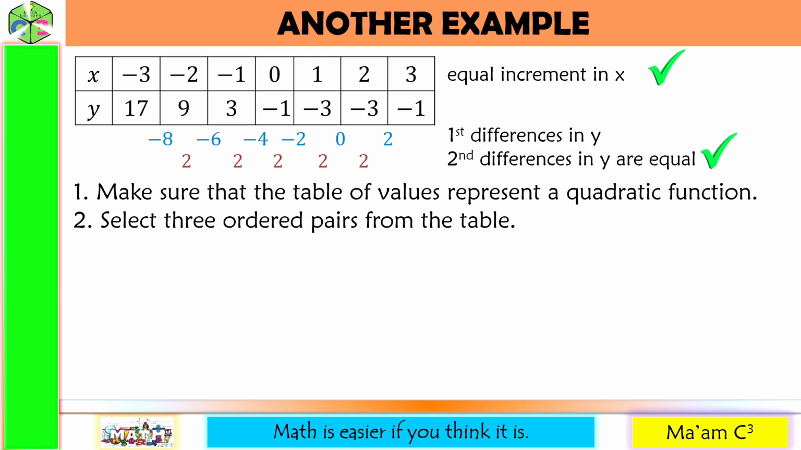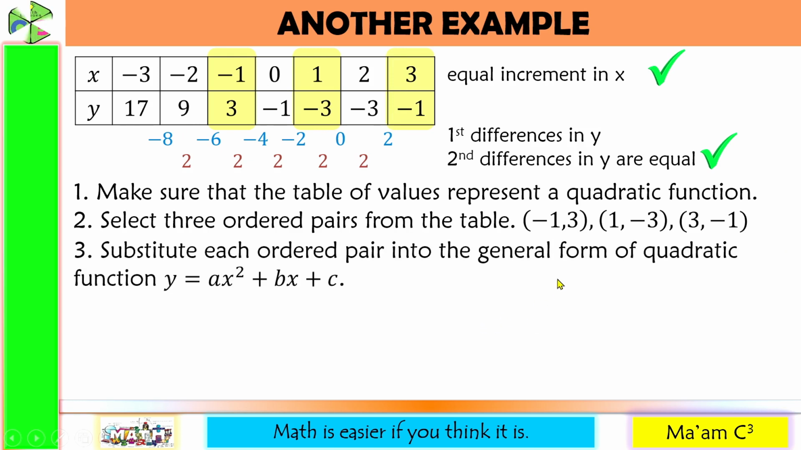Let me choose this one, another one, and this one. So those are negative 1, 3; 1, negative 3; and 3, negative 1. Step 3, we're going to substitute each ordered pair into the general form of a quadratic function. So let us start with the first ordered pair, negative 1, 3.